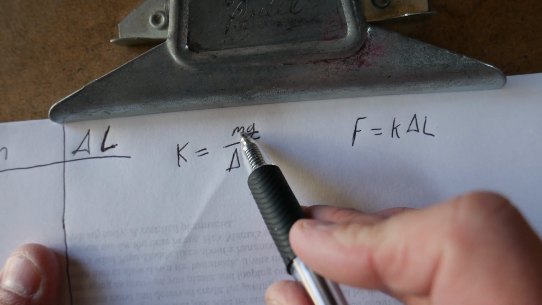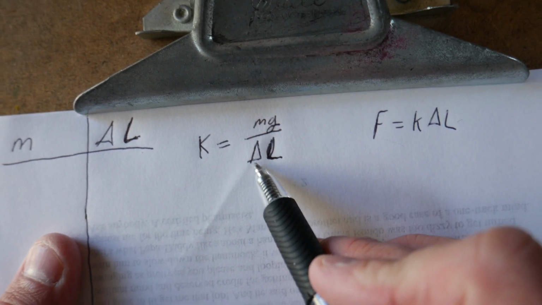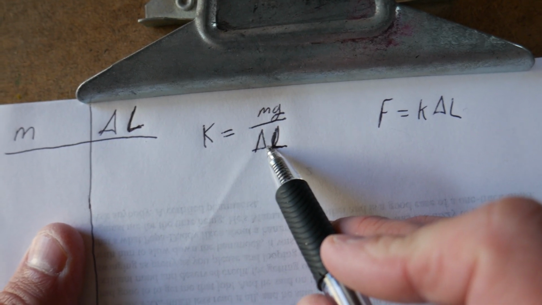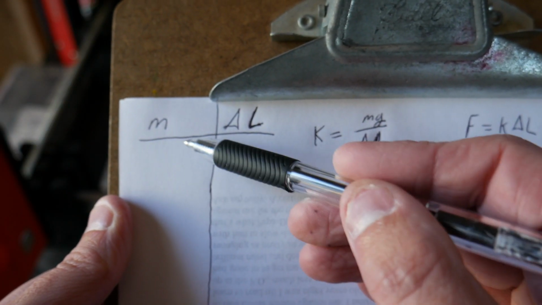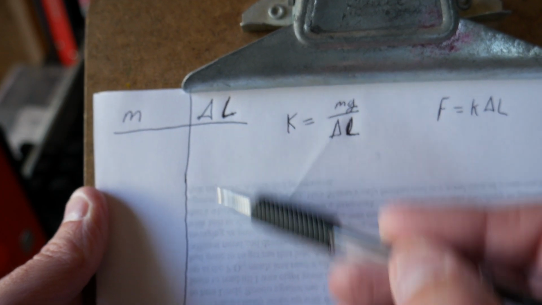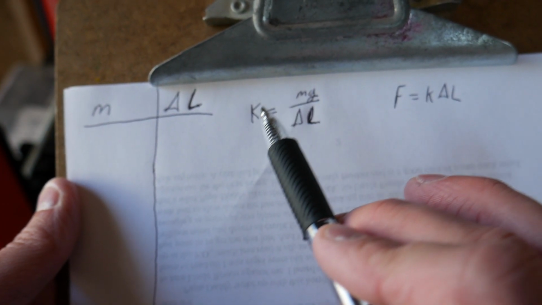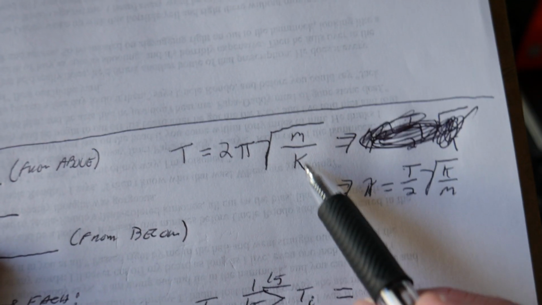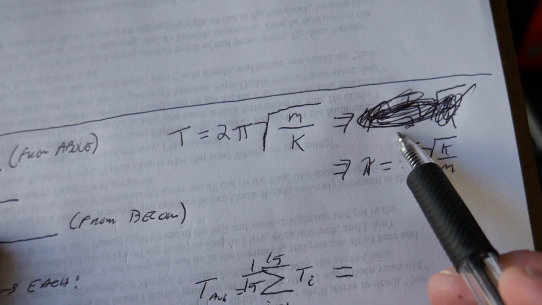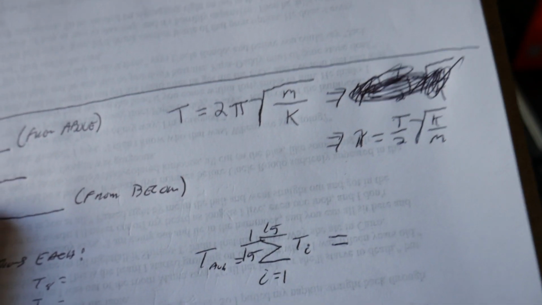The force becomes mass times the force of gravity, and delta L is the change in length. So what I'll do is I'll measure several masses, get the change in length on the spring, and we'll be able to take an average of those to get our spring constant k. We'll then be able to use k along with our mass and period calculations to estimate pi.